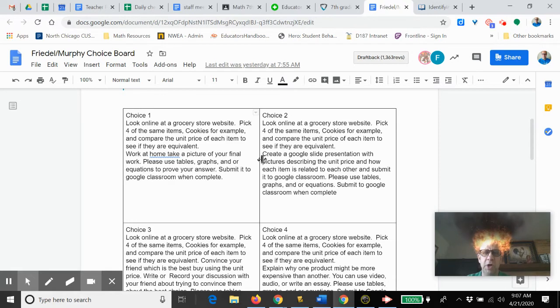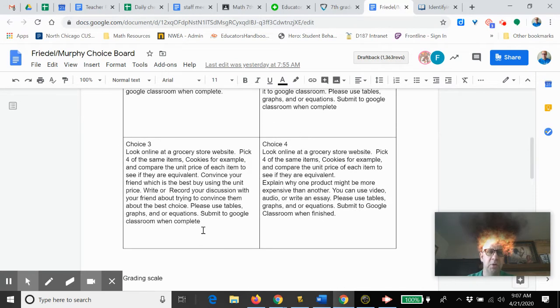Choice two, if you don't want to do it on paper, do it in a Google Slides presentation. Make a table, graph, and equation. You can get fancy with this. You can use spreadsheets to make a graph, or Desmos to make a graph, or whatever, tables, that kind of stuff.